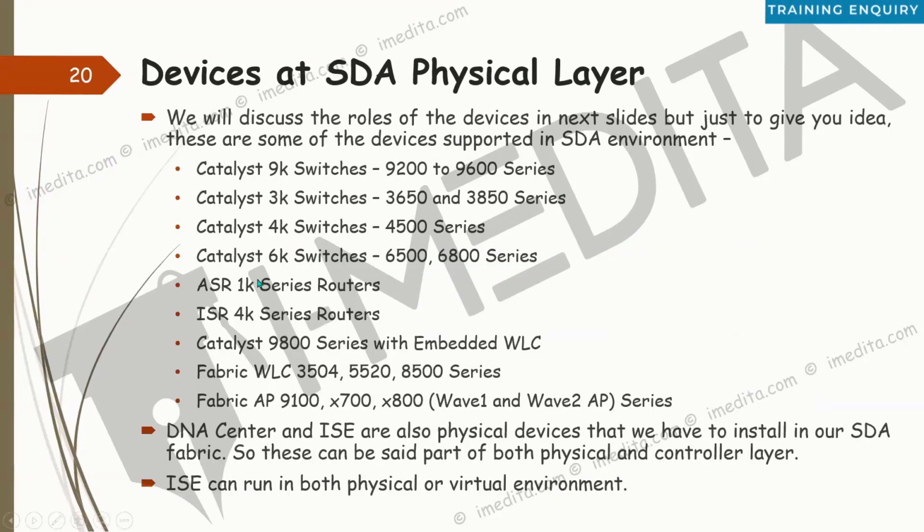So what devices are compatible with Cisco SDA? Catalyst 9K series switch platforms are compatible with Cisco SDA. Catalyst 3K series switch platforms are compatible. Catalyst 4K, 6K series platforms are compatible. ASR 1000 series routers, ISR 4000 series routers, Catalyst 9800 series embedded WLC, 3504, 5520, 8500 series WLC, and some access points, wave 1, wave 2 access points. These are the devices compatible with the SDA.